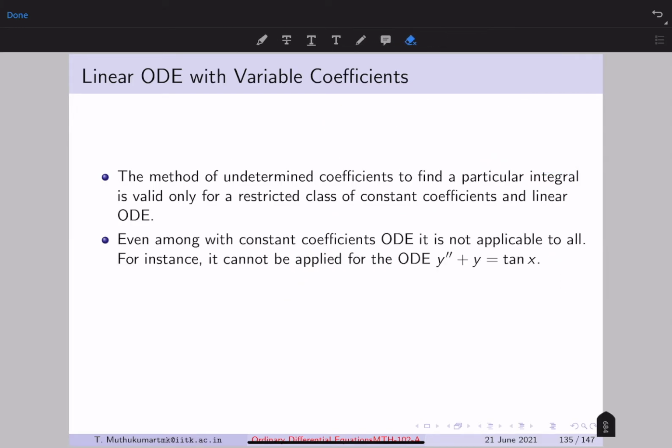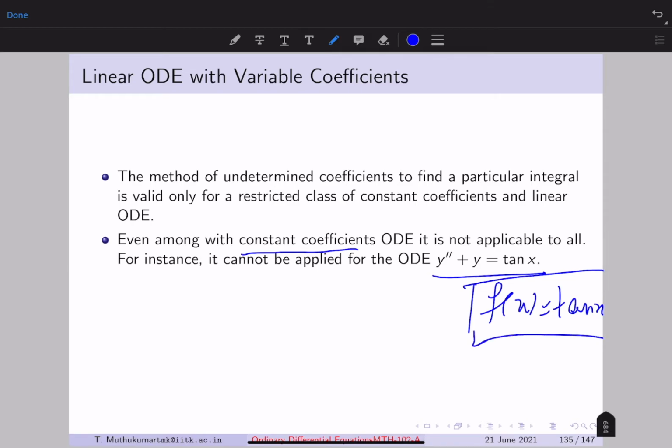Like whatever we had introduced in the previous lecture, even for constant coefficients, right? This is a constant coefficient ODE, whereas if you take f(x) to be tan x, this is a trigonometric function, but still the method of undetermined coefficients will not work for this ODE. You cannot apply it to this ODE. Whereas the method that we will introduce in this lecture can be used to tackle this kind of differential equations, where you have the right hand side different from the cases which we have discussed in the previous lecture.